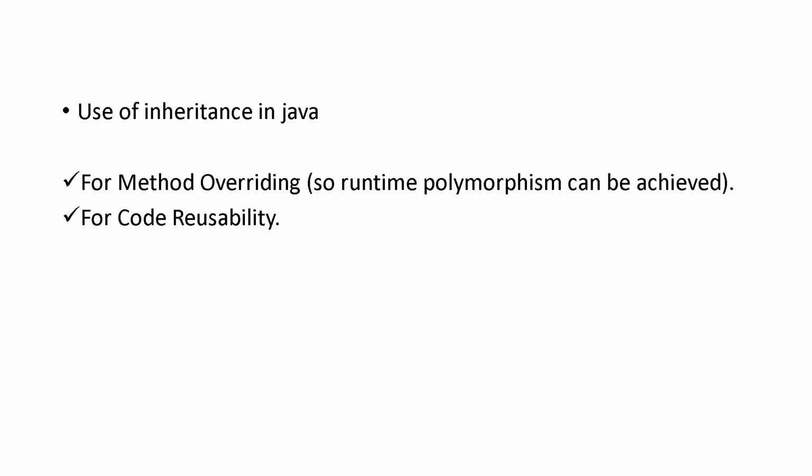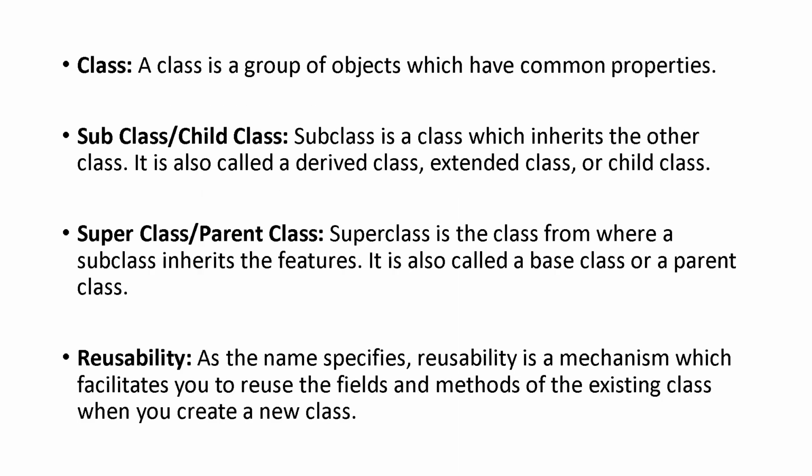Use of inheritance: method overriding and code reusability. When the derived class inherits the behavior of the parent class, actually the code is being reused. And we know what method overriding is. So that is also a use of inheritance. We have learned what method overriding is. These are the basic terms used in the case of inheritance.